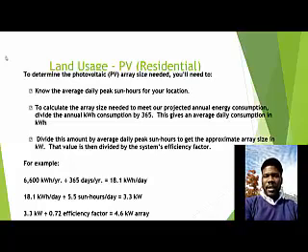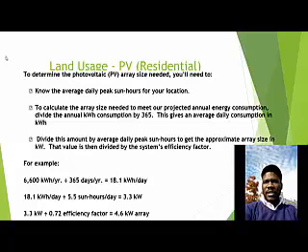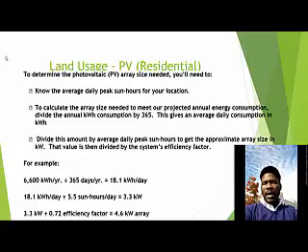Next, you need to calculate your projected annual energy consumption in kilowatt hours and divide it by 365 days. So this gives an average daily consumption in kilowatt hours. Then you divide this amount by the daily peak sun hours to get the approximate array size in kilowatts.